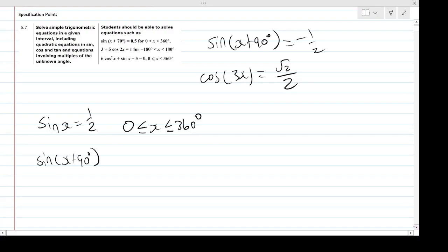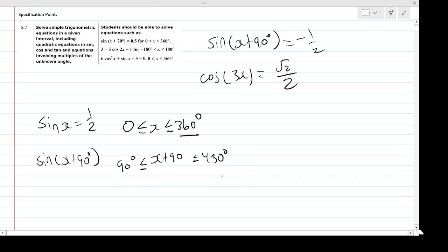The only difference really with solving in this case is we need to adjust our interval. So instead of x, we now need x plus 90, and so we would add 90 to both ends as well. So 90 and 450. If we solve it in the usual way, we then need to find the range of values that are in this new interval here.